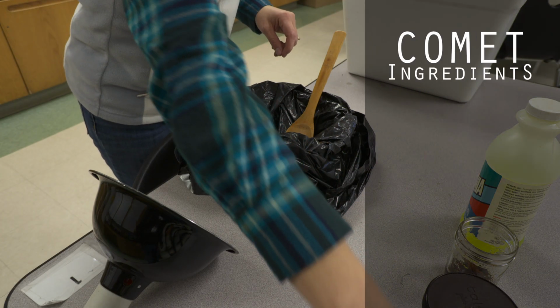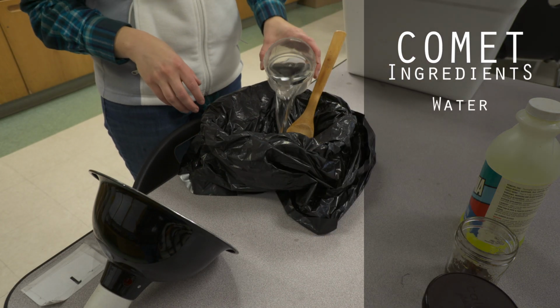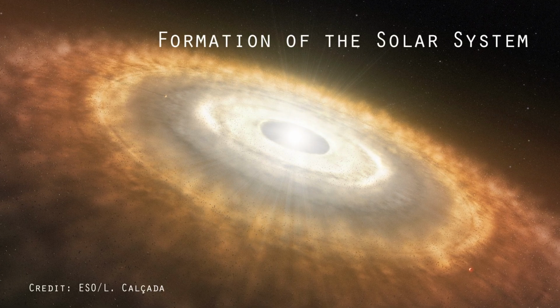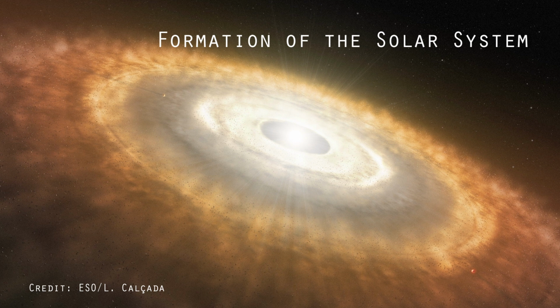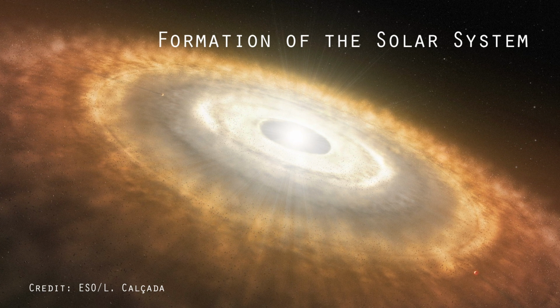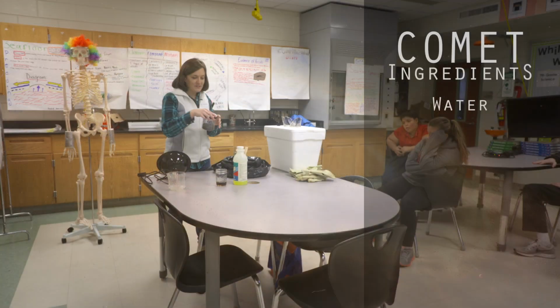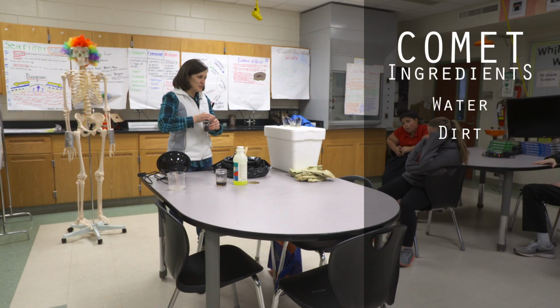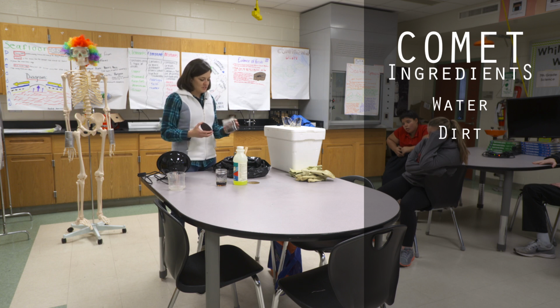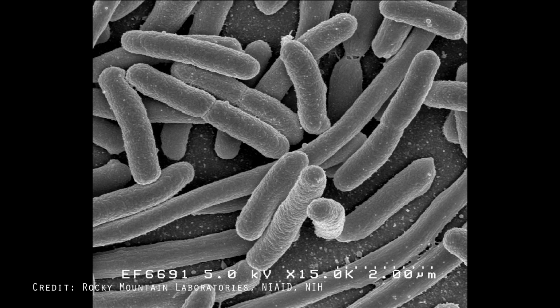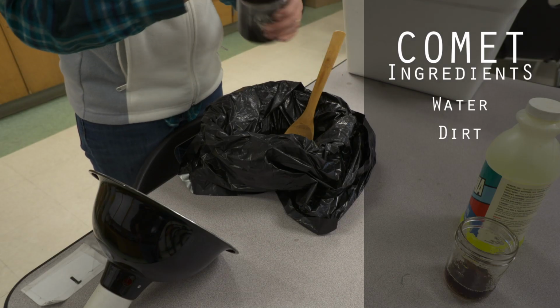So we're going to start out with just water, and water is made up of hydrogen and oxygen, the same elements that were present in the very early formation of the solar system. Comets also contain space dust, and that's like minerals and stuff like that. Now I have some regular old dirt to represent the space dust. You have to keep in mind that dirt here on Earth contains living things like fungi and bacteria, which would not be present in a comet. It would just be the minerals. I'm going to put just a little bit of the dirt in there.